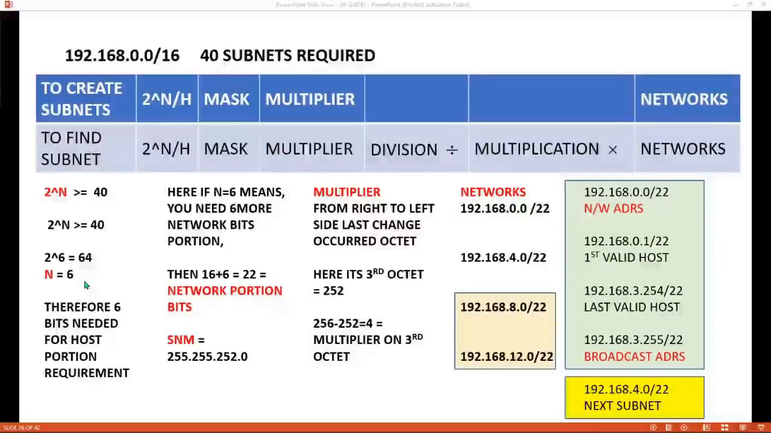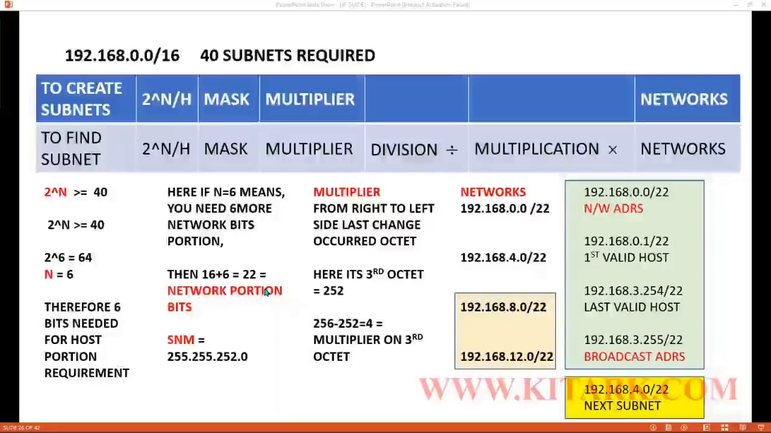Earlier, if you found the 2 to the power h answer, you would deduct it from 32 and consider the remaining all as network bits. Now that's not the scenario. You need 6 new bits from the host side moved into the network side. For example, here /16 is already there, which means 16 bits are already on the network side. Now for the 40 subnets, you need an additional 6 bits for the network side. So you add 16 with 6, which gives you 22. Now the network portion bits are 22, which means it's going to be /22 instead of /16.